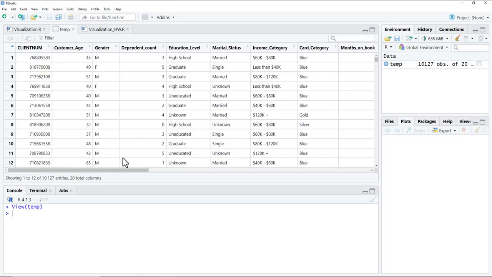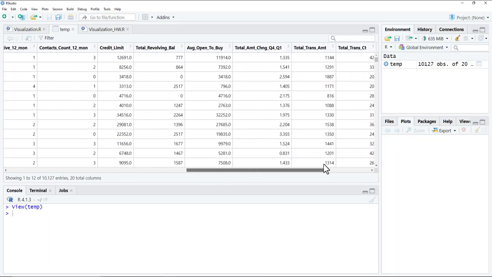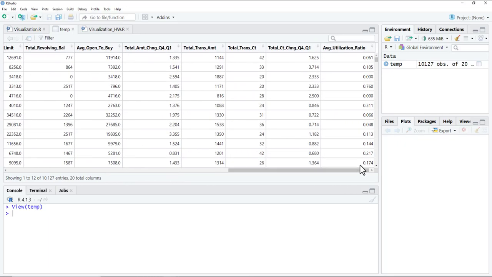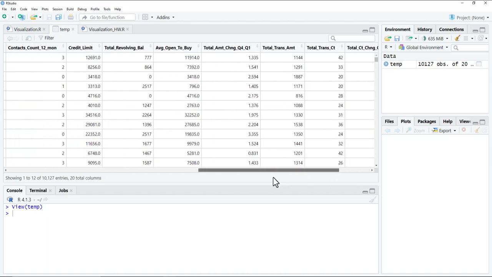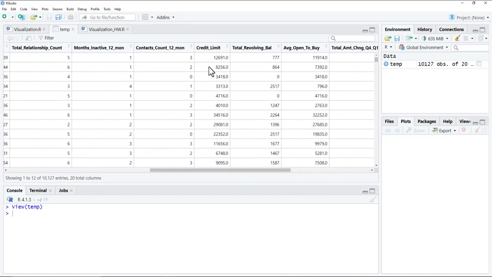So if we look over here at the data, we see we have age of customers, gender, how many kids they have, their education, like things about them. And then, on the other side of the data set, we have things about their usage of the credit. So average utilization ratio is how much on average they're using their credit card, their credit limit they have, things like that. So we're going to use this to do some visualizations of the data.